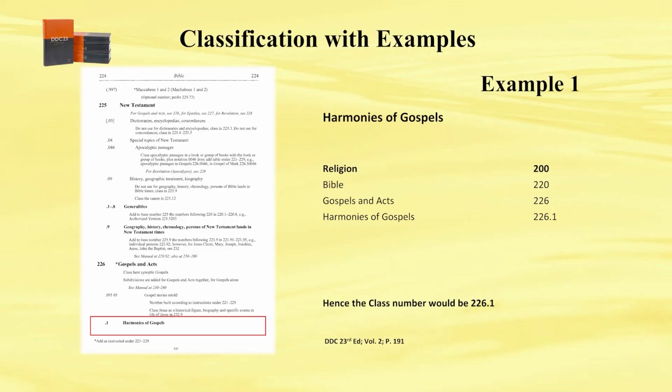So this is a direct number. You can find it on page number 191 of the Dewey Decimal Classification, and the direct number will be 226.1. So isn't it a very simple one?